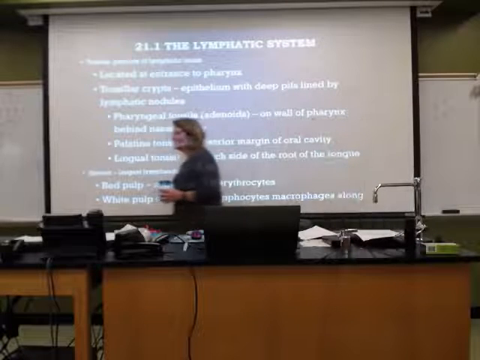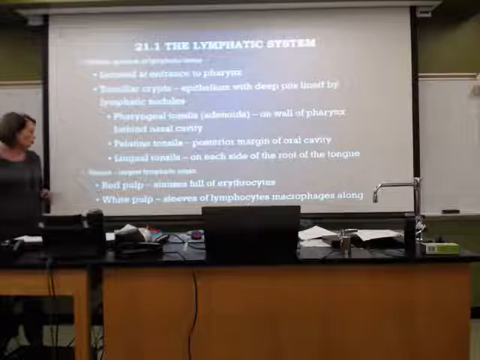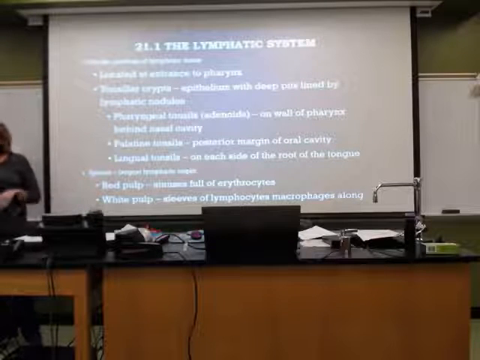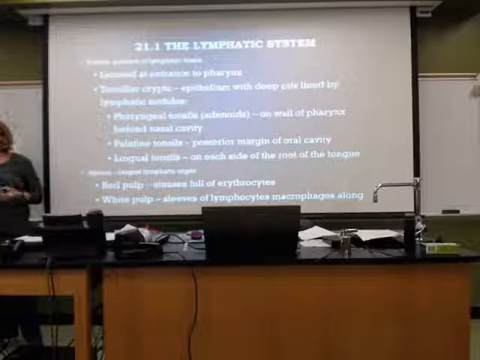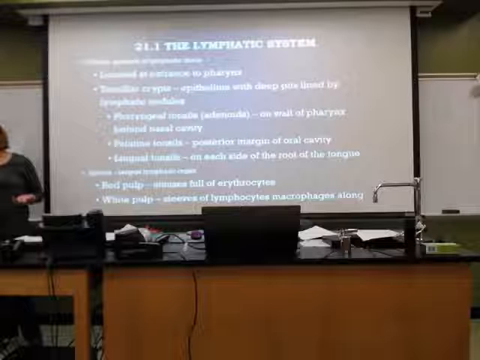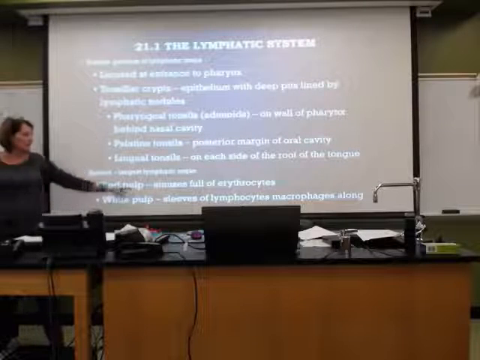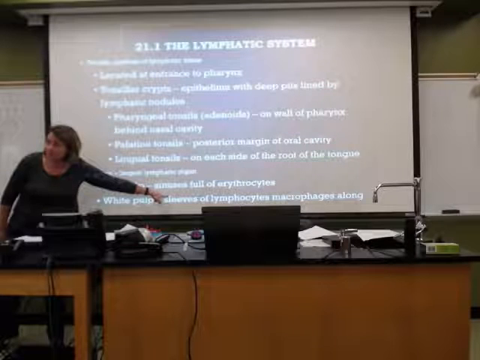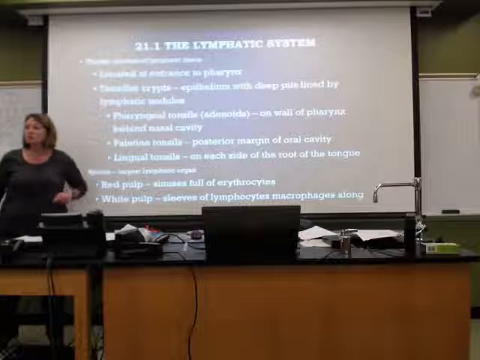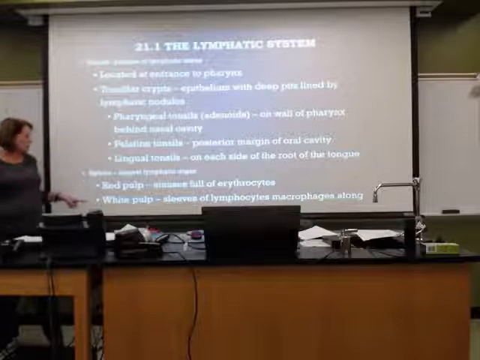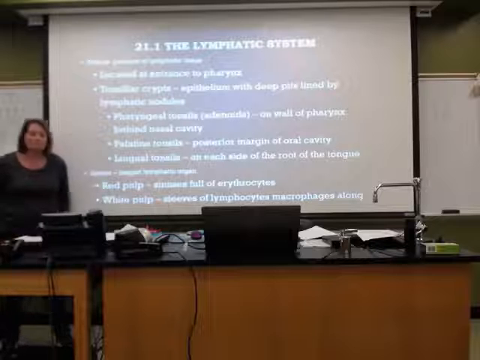Our spleen is the largest lymphatic organ. It's going to contain red pulp and white pulp, mainly because when you look at it under the scope, that's exactly what it looks like. The red pulp is sinuses, remember, empty spaces, and they're full of the red blood cells. The white pulp, now look at what this is.